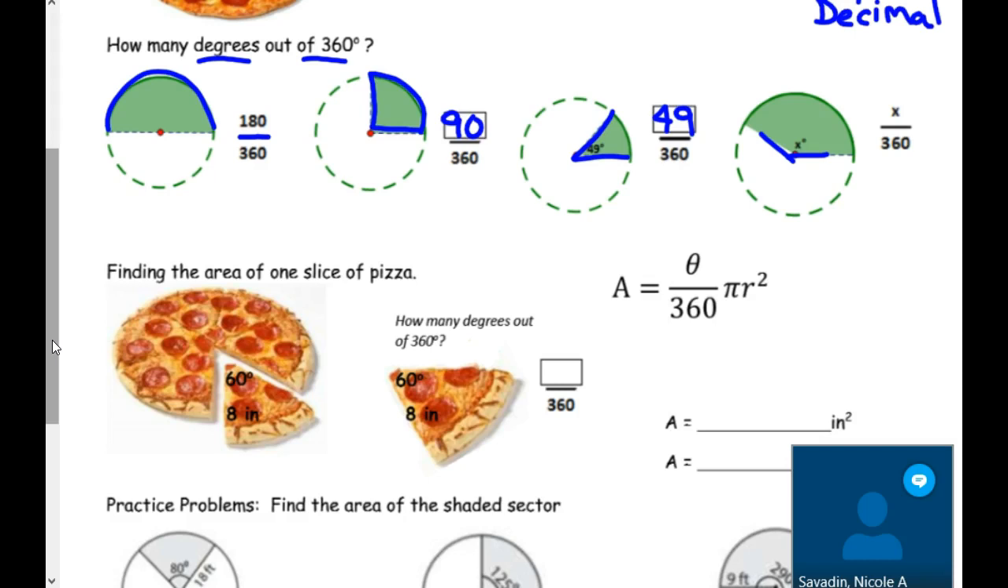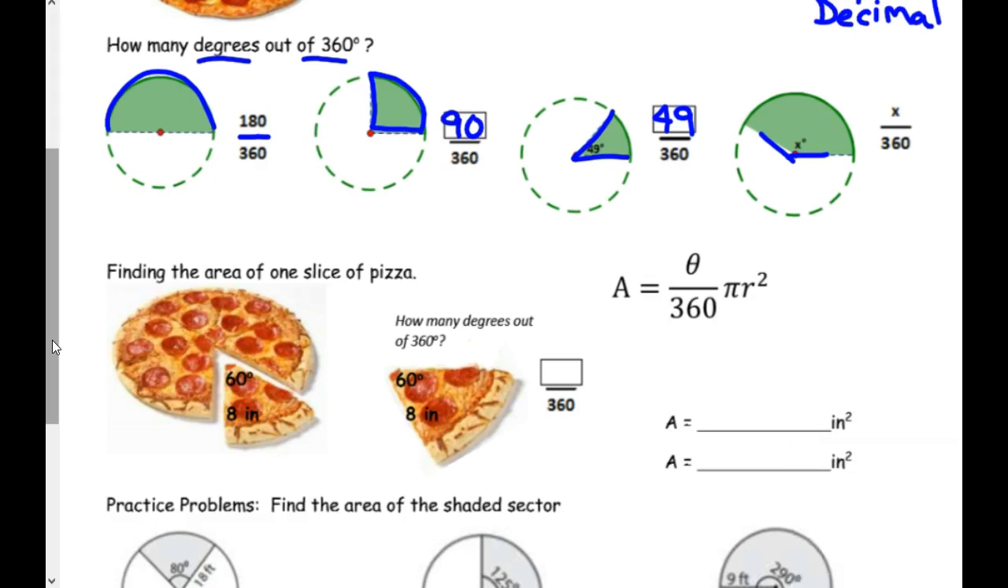Okay. Let me get this. So, how many degrees is that slice of pizza over there? It says 60 degrees, right? So we're going to fill that in the blank. And what's the radius of this slice of pizza?